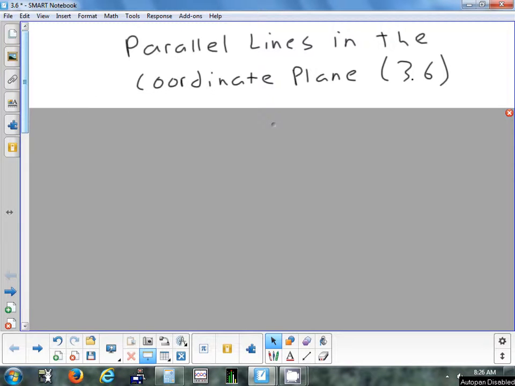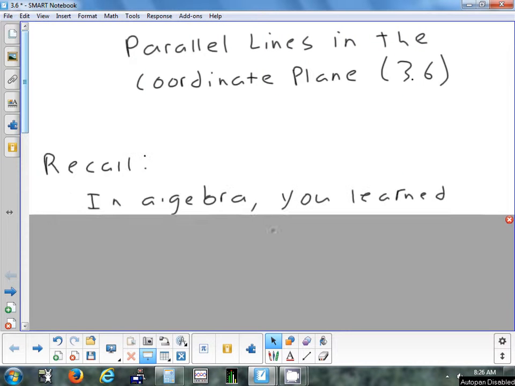All right, so we're going to finish up this week with parallel lines in the coordinate plane. So we'll talk about the slope of a line, the y-intercept, what makes lines parallel, things like that.